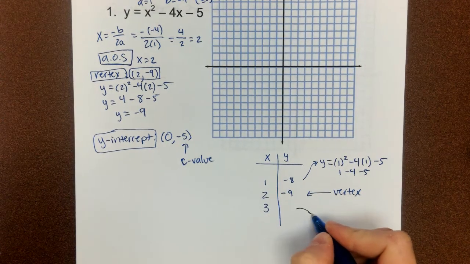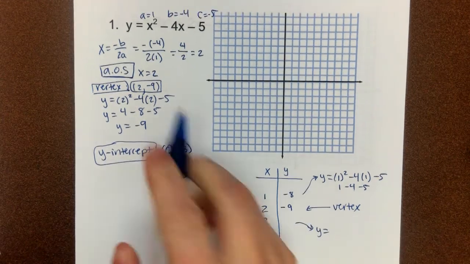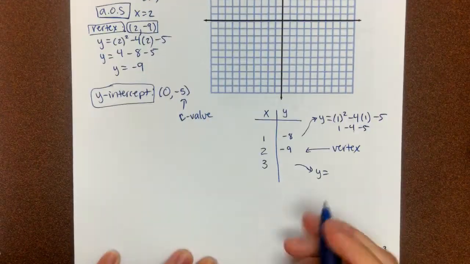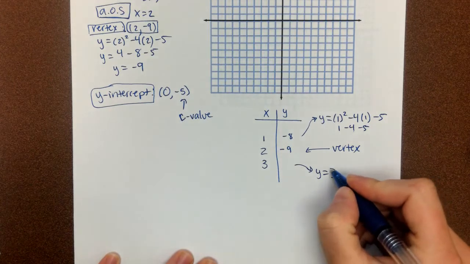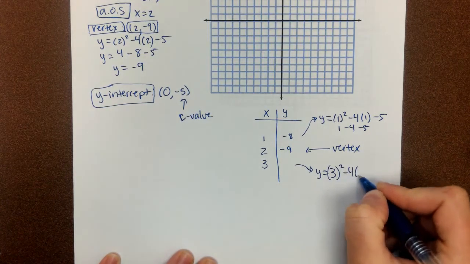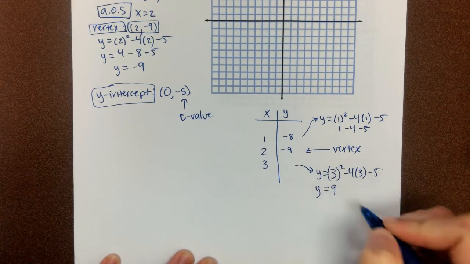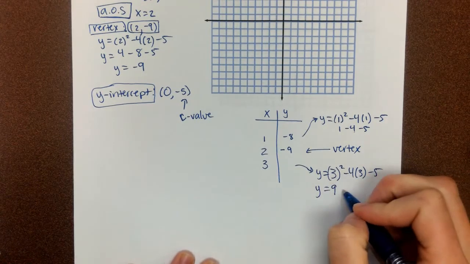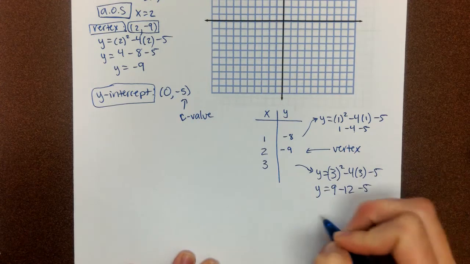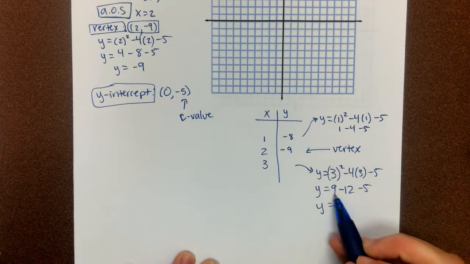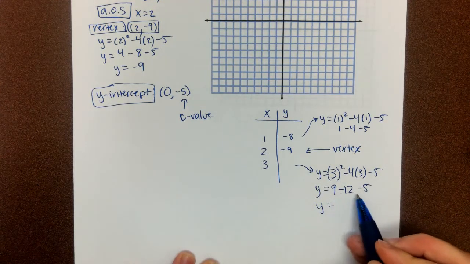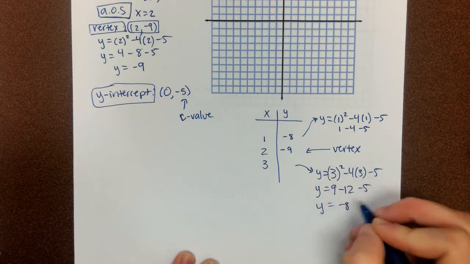Now we're going to plug in 3. Y equals, so I'm just replacing these x values with 3. 3 squared minus 4 times 3 minus 5. So 3 squared is 9. 4 times 3 is 12 minus 5. So we have 9 minus 12 is negative 3 minus 5 is negative 8.